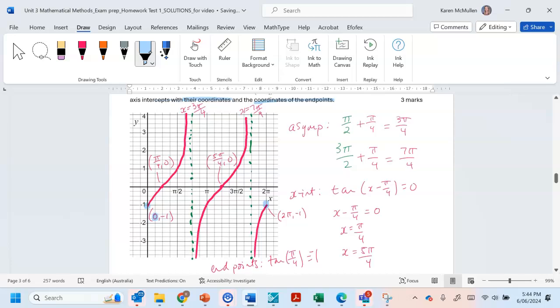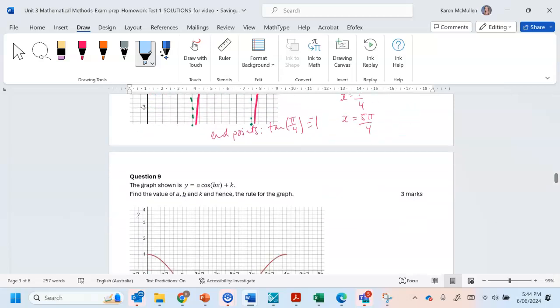All right, so just making sure you do all that to get the 3 marks, but such an improvement on last week, which was fantastic to see.